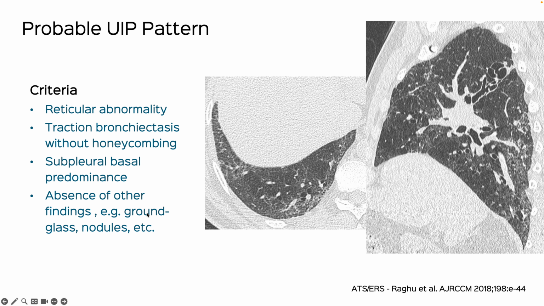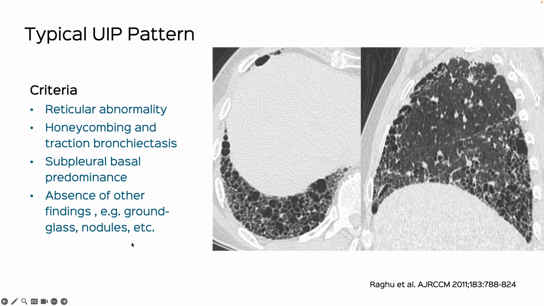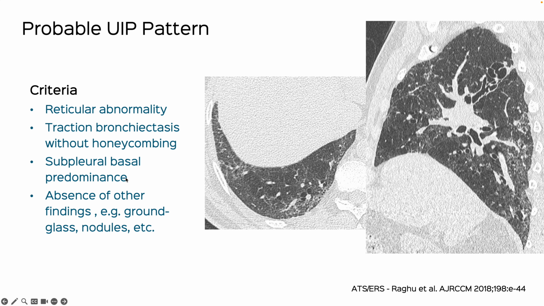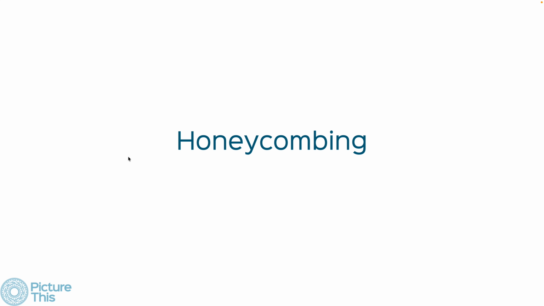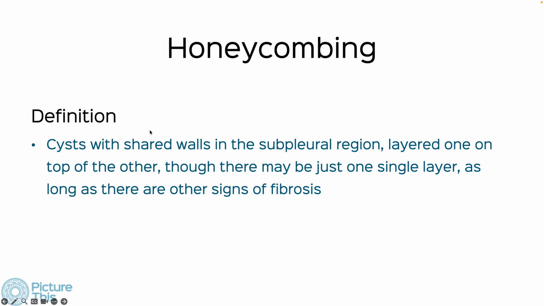And in 2018, another category was added where we said you could have reticular opacities, traction bronchiectasis, no honeycombing, nothing else, and still call it the UIP pattern. So the difference between the two is really the presence or absence of honeycombing. The typical UIP pattern has honeycombing, the probable UIP pattern doesn't. So if you're not even very sure, you could just use the generic term UIP pattern without an adjective in front. Now, the presence of honeycombing is a very specific sign and points us to the likelihood of a UIP pattern.